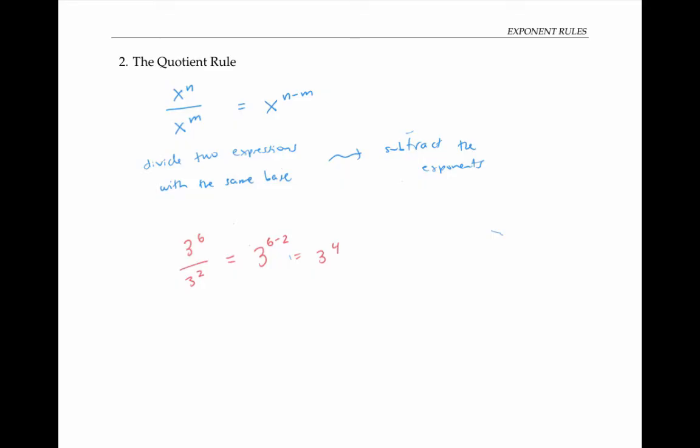And this makes sense because 3 to the 6 means I multiply 3 by itself 6 times, and then I divide that by 3 multiplied by itself twice. So when I cancel out 3s, I have 4 3s left. Notice that I have to subtract the number of 3s on the bottom from the number of 3s at the top to get my number of 3s remaining. That's why I subtract my exponents.